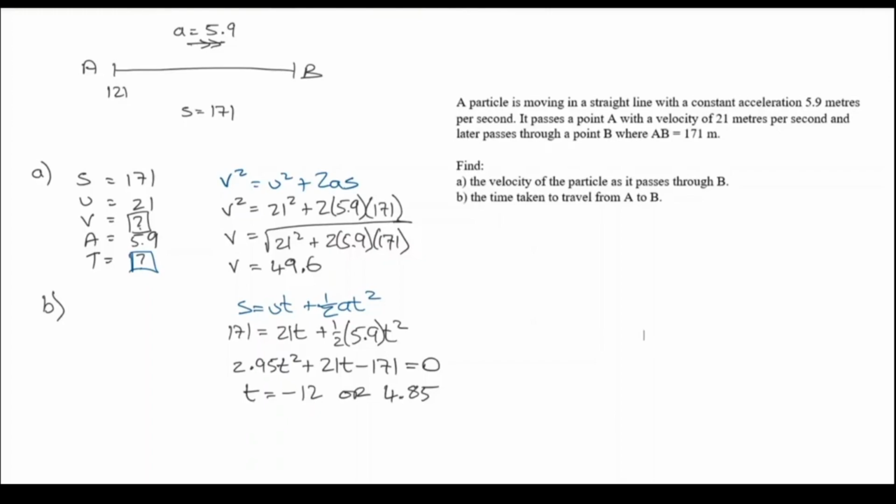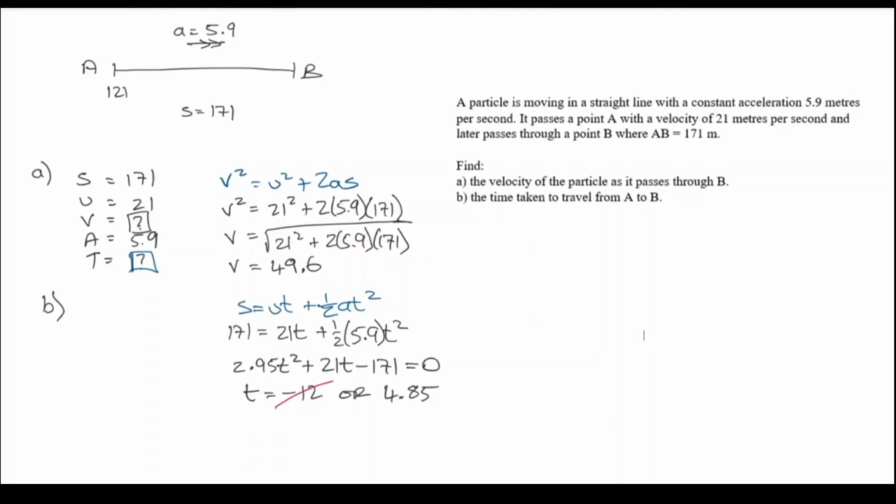Because this is applied maths, you do need to think sensibly about whether these answers are appropriate. We're looking for the time that it takes for the particle to move from A to B. It wouldn't be sensible to have a negative time. This would be 12 seconds before we started observing the particle. So we'll go for the positive answer and eliminate that negative answer.